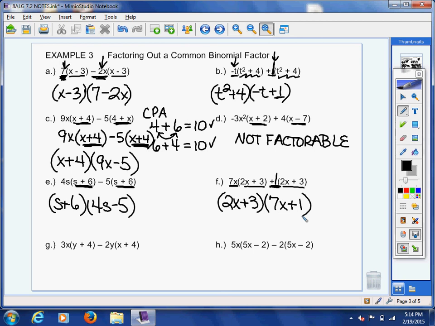Okay? All right, I'm going to leave the last two for you, and I think you can figure it out pretty easily. So I'm going to make both of these extra credit, 1 point for each, if you can factor letter G and letter H.